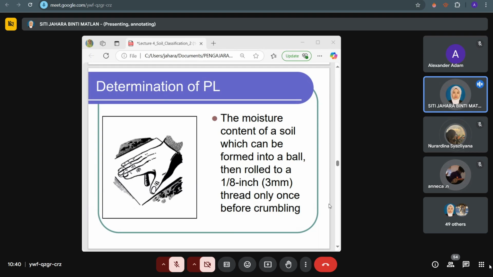The plastic limit is actually defined as a water content, as is the liquid limit. All these parameters, LL and PL, are defined as water content.